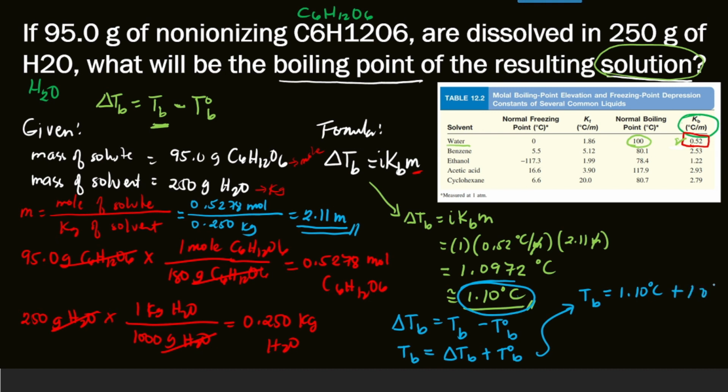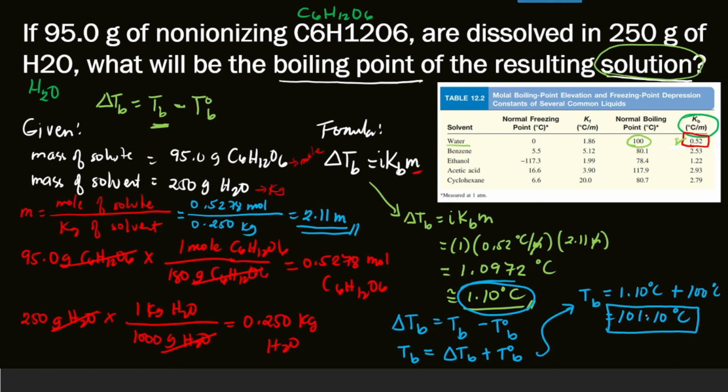So, we have 100 degree. Okay? So, add lang natin yan. We will have 101.10 degrees Celsius. Is this your final answer now? Yes. Okay? So, ito na yung pinaka-final answer mo. Okay? Kasi, hinahanap na is the resulting solution. So, this is the boiling point of the resulting solution.